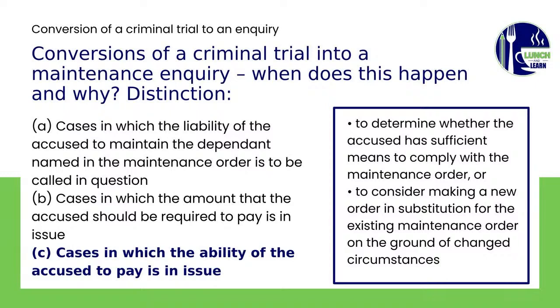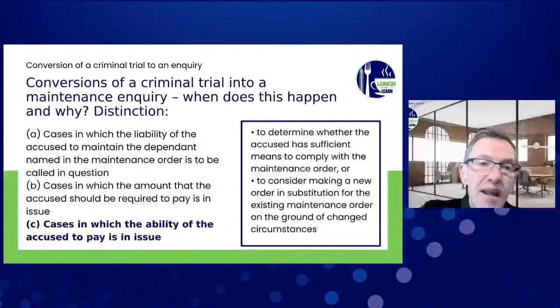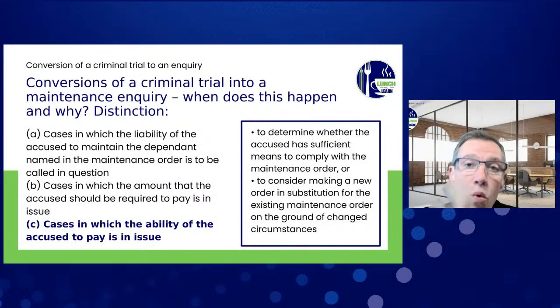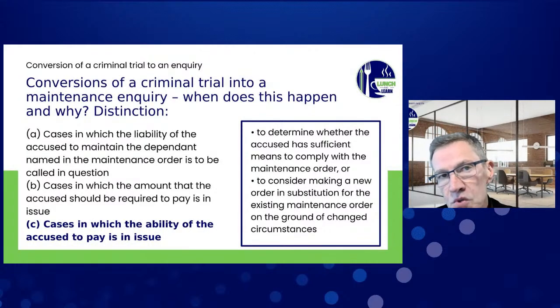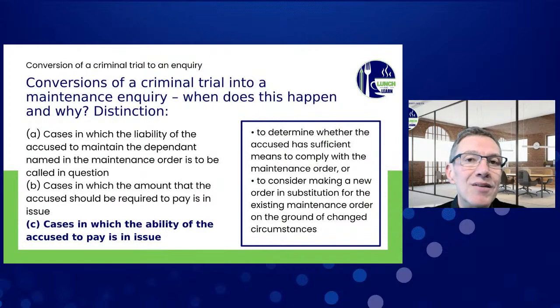Another factor that also needs to be considered is making a new order in substitution for the existing maintenance order on the grounds of changed circumstances. And that basically means that if good cause is shown, the maintenance order could be varied, either an upward or downward variation, then those circumstances need to be taken into account by the criminal magistrate in order to consider changing the criminal proceedings into a maintenance inquiry.